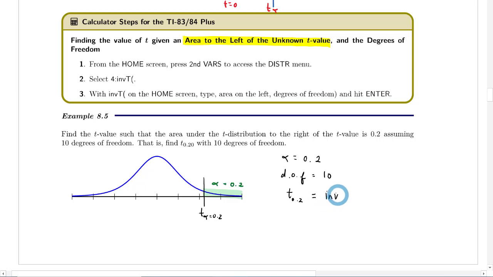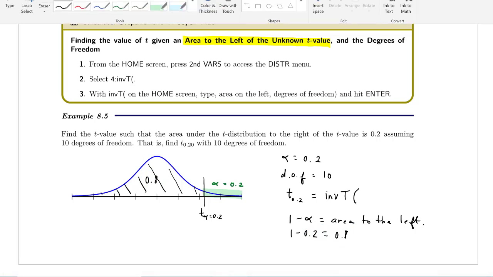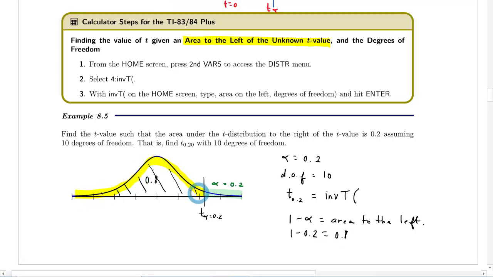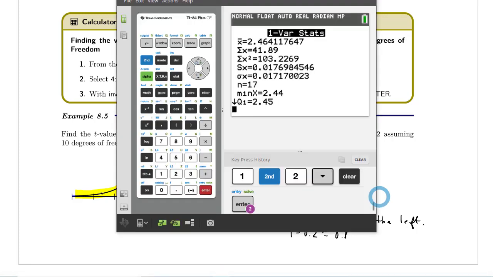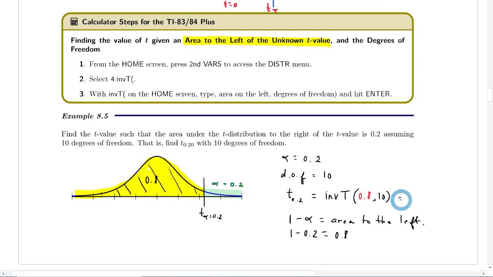And what we're going to do is put in the area to the left. So what is this area to the left? Well, if alpha is 0.2, that means 1 minus alpha is equal to the area to the left. So 1 minus 0.2 is equal to 0.8. So this area over here is 0.8, and that's the area that we input into the calculator. All we have to do is put 0.8, comma, degrees of freedom 10, and get our t value.